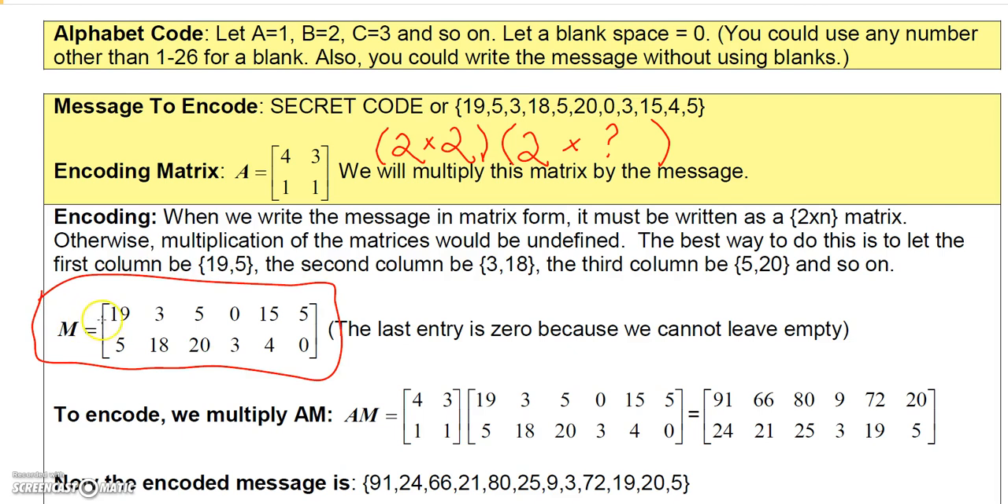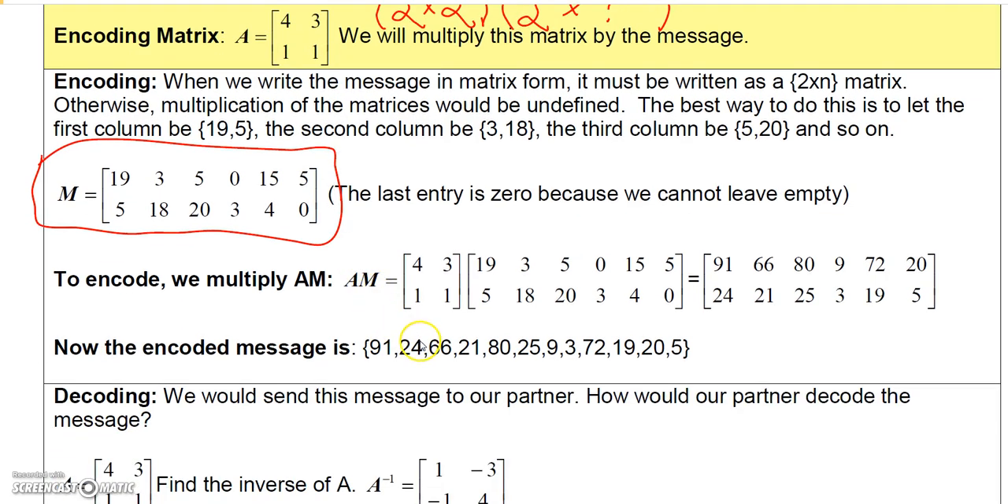Now again, if you want to read this, you can see this is SECRET space CODE space. Okay, now since I'm going to use this as my encoding matrix, what I'm going to do is multiply this matrix here times this message matrix.